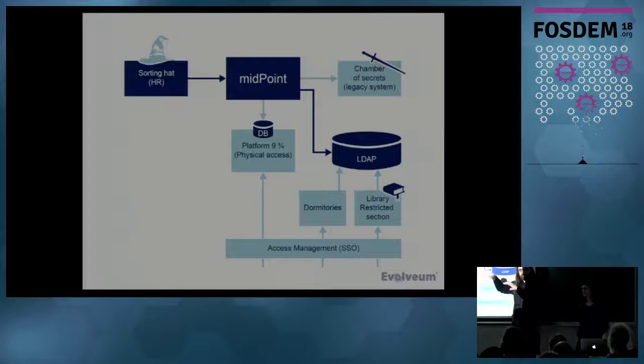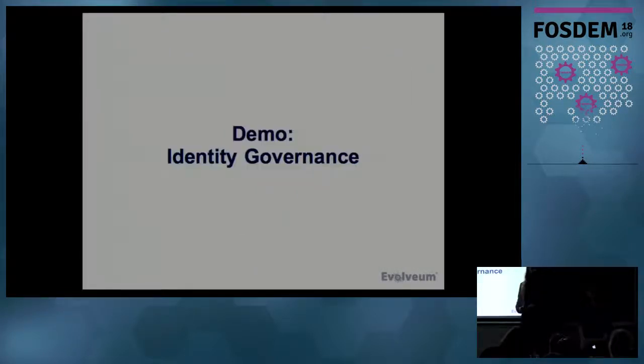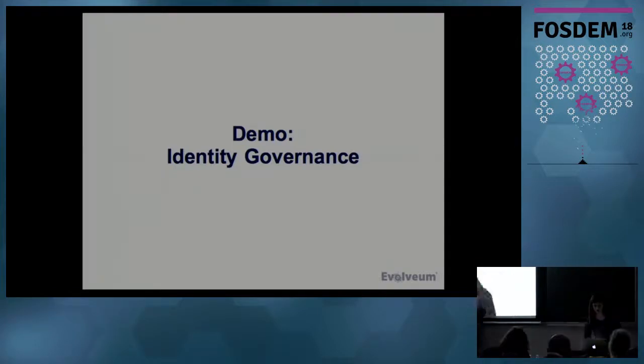midPoint has connectors to connect to these systems that do the protocol adaptation. And then there is configuration that sets up the way the attributes are created, managed or synchronized with the other systems. So this is identity management. And when you think about it, if you have a very smart Python script, it can actually do almost the same thing. Maybe not as well as midPoint, but it can. But what you cannot do with a simple script is the management part, to actually manage the identities. That's what is called identity governance, and we will see that next.